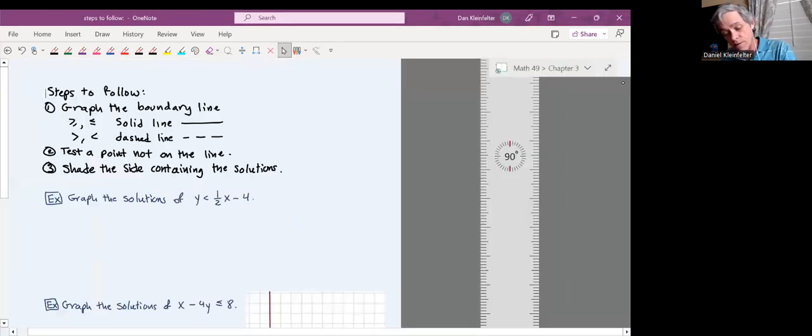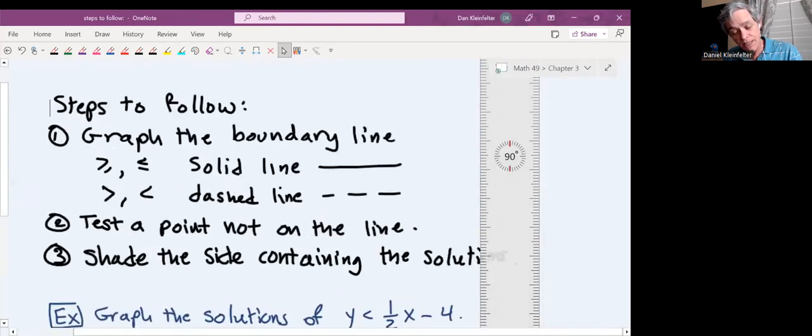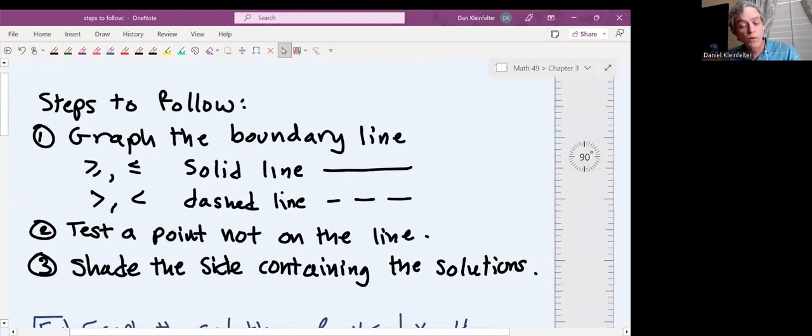Okay, so in general, the steps to follow, and then more examples. The first thing to do is to graph the boundary line. So change the inequality sign into an equal sign. This gives you the equation of a line. Graph that. And when you're graphing that, if the original inequality sign was less than or equal to or greater than or equal to, you'll use a solid line. If the inequality sign was strictly less than or strictly greater than, you'll use a dashed line. And that is how we show either inclusion or non-inclusion.